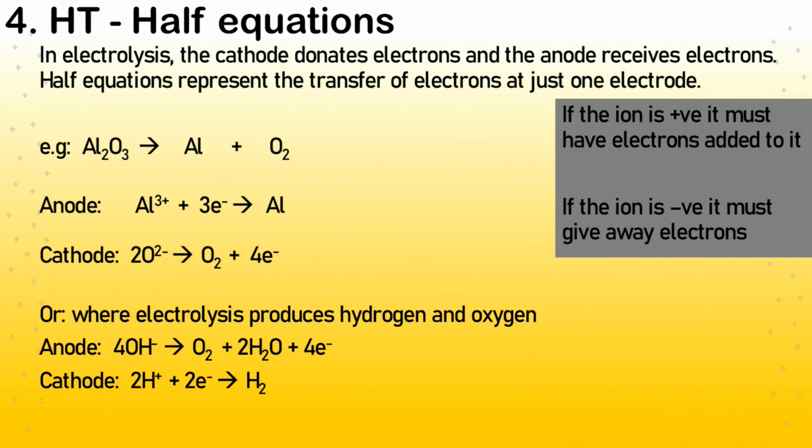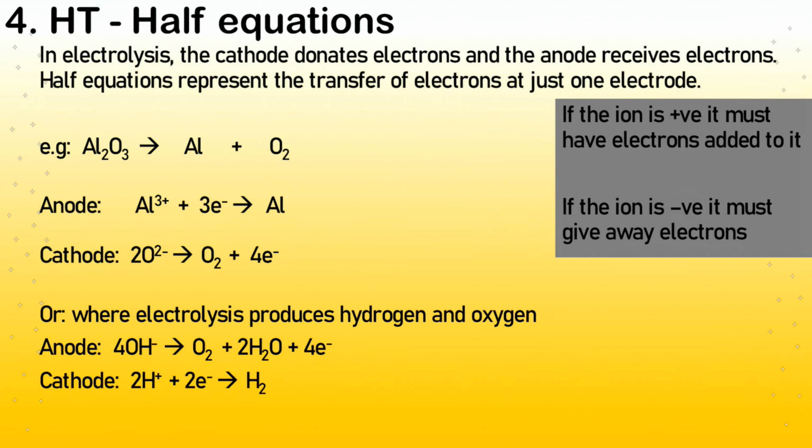no gross more negative than positive, for example. If the ion is negative, it must give away electrons, so it has more electrons, it needs to give away them to become neutrally charged, zero charge net overall.